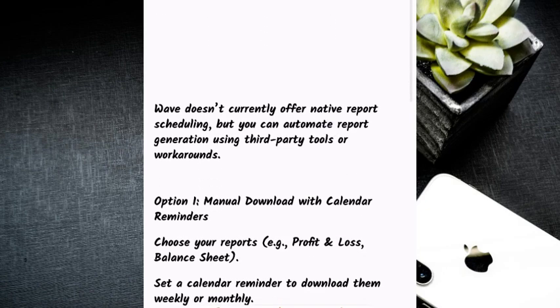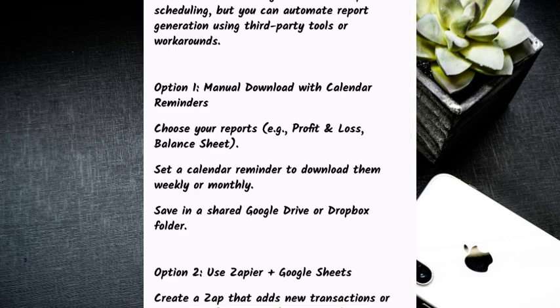Let's go through them. The first option is manual download with calendar reminders. You can choose your reports, like profit and loss or balance sheet reports, whatever it is, and then just set a calendar reminder to download them weekly or monthly. Save them in a shared Google Drive or Dropbox folder.